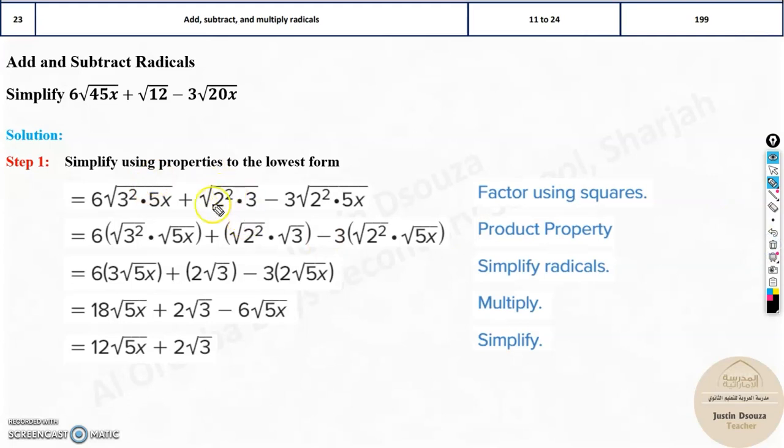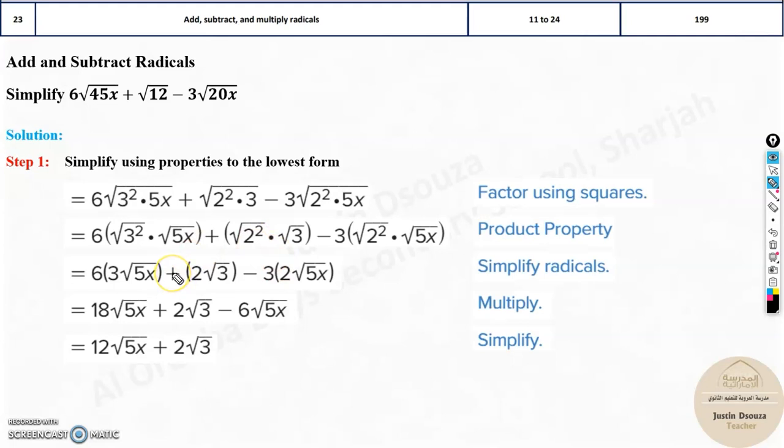Let's see the other terms. Over here, square root 2 square, this cancels, it will be just 2 root 3. Here it's 6 multiplied by 3 root 5x, 2 root 3. What about the last term? Minus 3. This becomes 2 root 5. What next? You can see there is root 5 and root 5 over here, same.